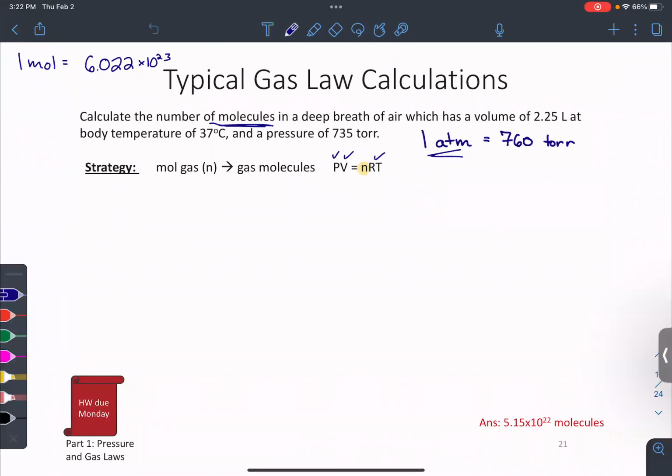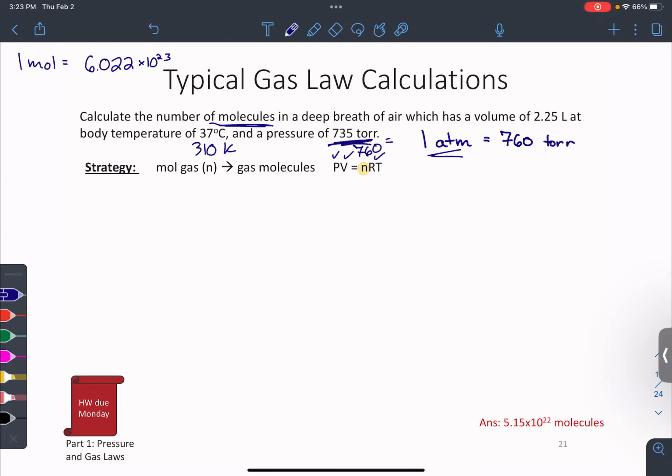So we're just solving for n in this case, and then taking it one step further to get to molecules. So 37 degrees Celsius, we need to convert that to Kelvin. We need to straighten up all of our dollar bills before we put it in our vending machine. I think it's 310 Kelvin. All right, and we need to convert that torr amount to atmospheres. All right, so if we divide 735 torr by 760, we should get our atm value.